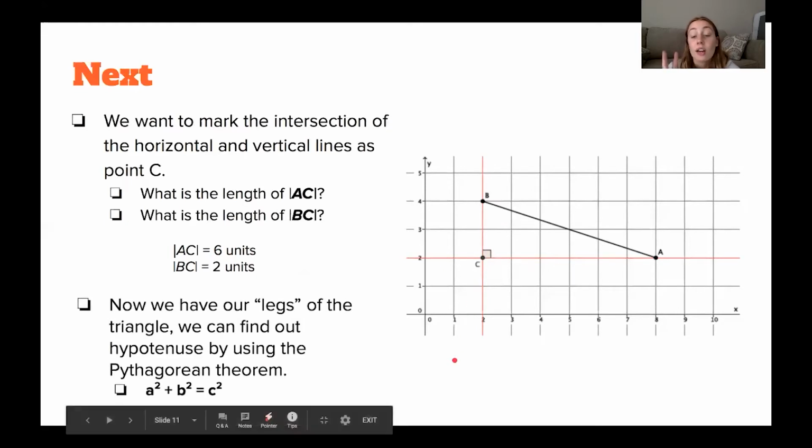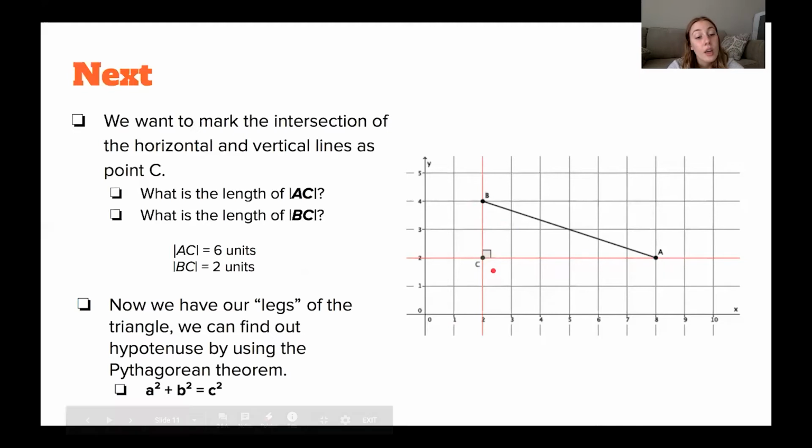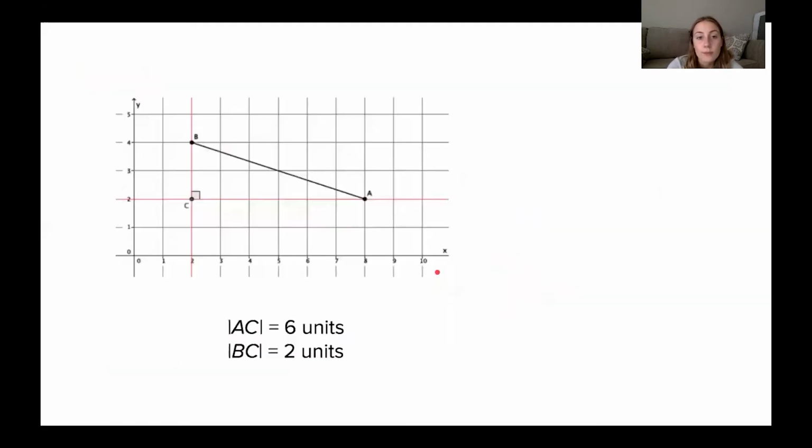Now that we have our legs, which are going to be the smaller sides of the triangle, we can find the hypotenuse by using the Pythagorean theorem. A squared plus B squared gives us C squared, our hypotenuse, which is always diagonal of the right angle. So let's do it. So we know that our A to C is 6 units, and then our BC is 2 units.